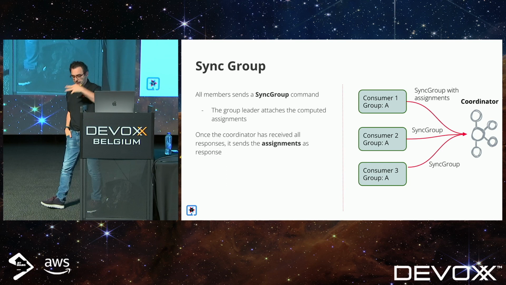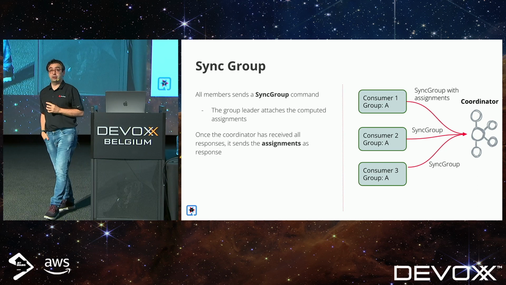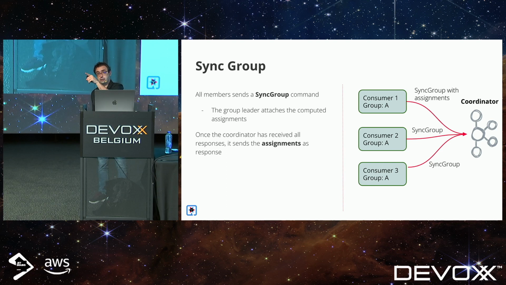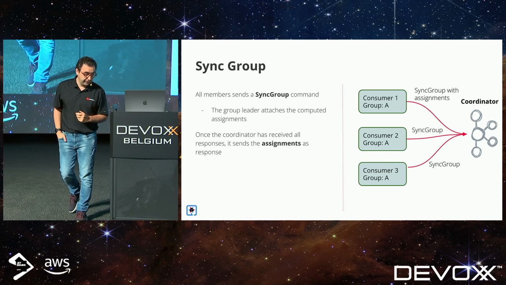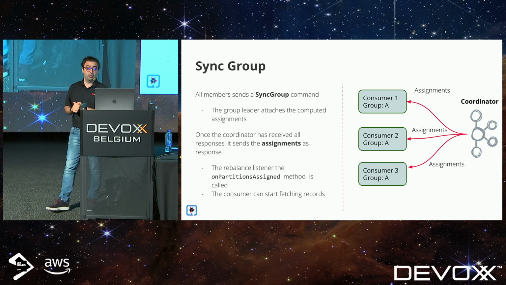Again, request, reply, request, reply. All members need to send a sync group command. Even if you got an empty response, you need to send this sync group command. But the leader, which got the task to produce the assignment, needs to send a sync group with the new assignments, saying that this consumer will get this partition, and so on. The others will just say, hey, we're still in the group, give me the new assignment. Once the coordinator has received all the assignments within an acceptable amount of time, it will send the assignment as a response back in the other direction. So the coordinator will send back the assignments decided by the leader to all the members.